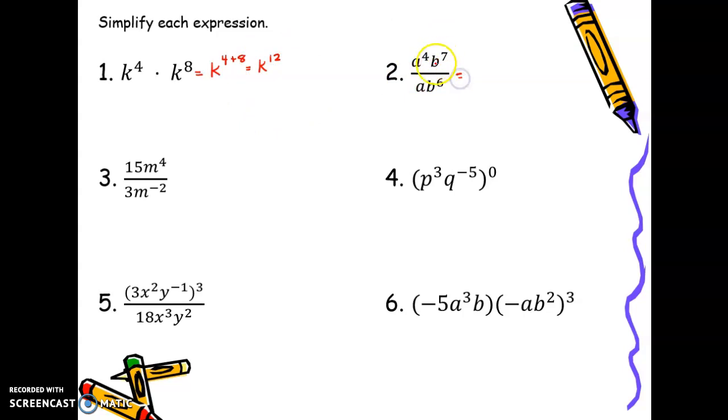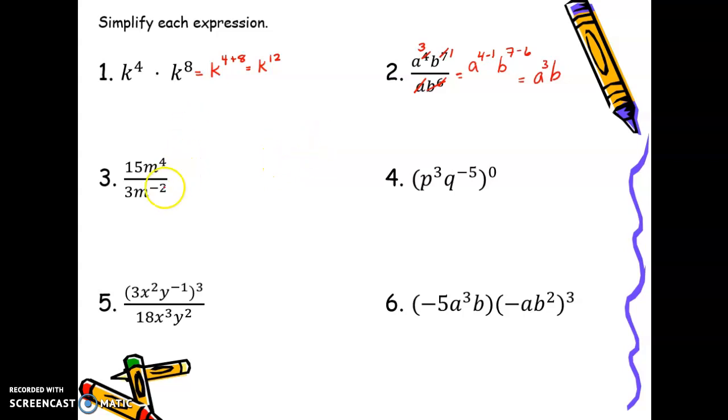Right here, you've got 4 a's and 1, so you're going to subtract 1 from the 4. And up here, 7 minus 6. That takes care of everything on the bottom. So you end up with a cubed b. You can also just cancel it out just like that. I'm taking 1 out of the 4, and I'm taking 6, all 6 out of the 7.